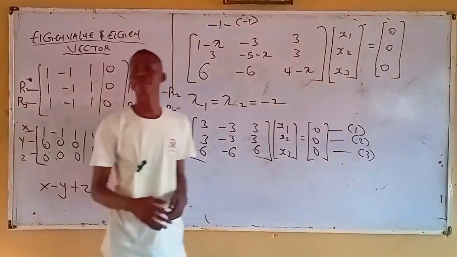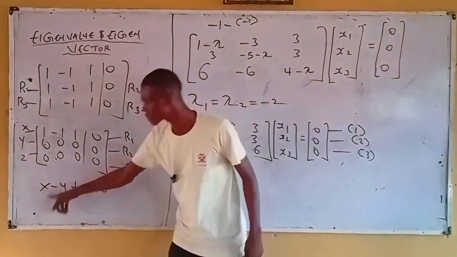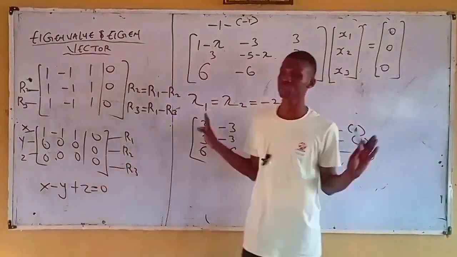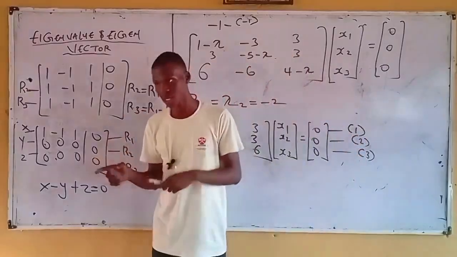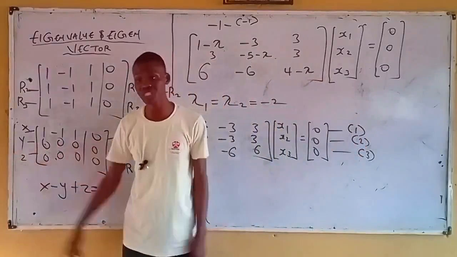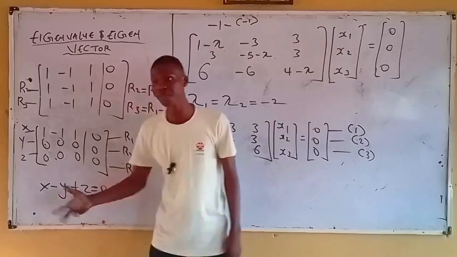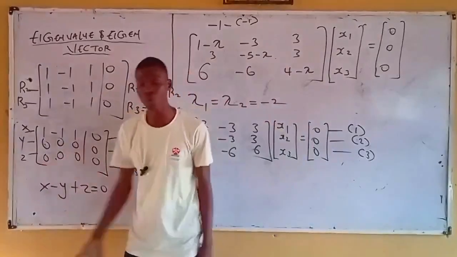But the idea, from here we said row 1, we have x minus y plus z is equal to 0. I need to get the value of x, y, z. But in this case, I have zeros all through. I also have zeros all through. What does it mean? Free variable. By free variable, x is expressed in terms of this free variable, meaning y and z.